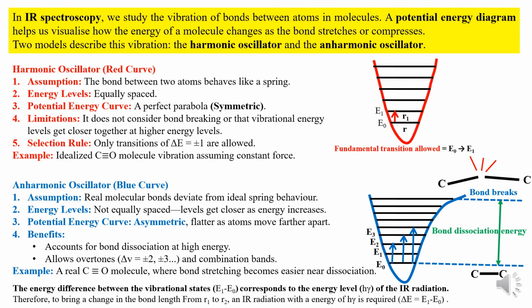Therefore, to bring a change in bond length from R1 to R2, IR radiation with the energy of delta E is required. Now this delta E, which is the difference in the energy level between the ground state and the excited state, is specific for a given bond. And that is how you see the stretching bands at different wave numbers, because this delta E is specific and different for different bonds within the molecule.